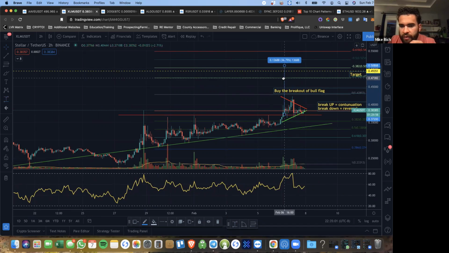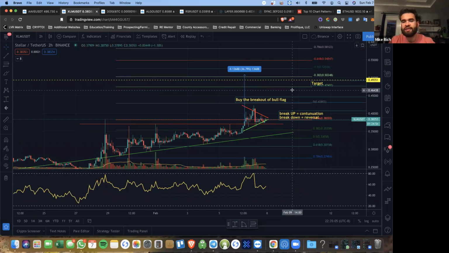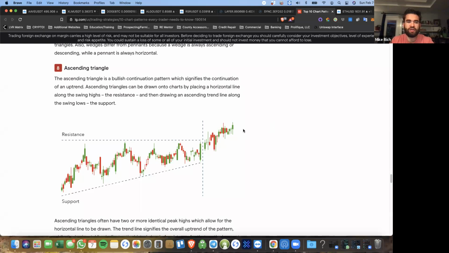and then it broke out there, 382. So yeah, see, my target is 382 for it. It measures just about that. And that is an ascending triangle. It's a bullish continuation pattern, which signifies the continuation of an uptrend. Ascending triangles can be drawn on the chart by placing all the, blah, blah, blah.